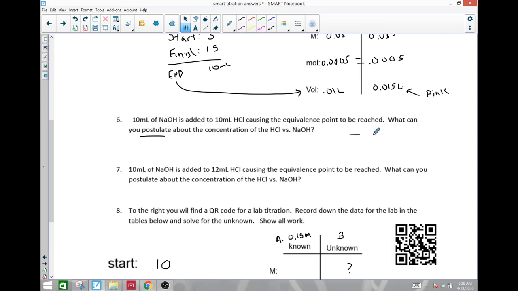Well, you could fill out a known unknown table. And of course, you have a volume at the bottom. And if they're both 10 milliliters at the bottom, and the moles are the same, then the molarities would also have to be the same. Now, I don't know what that is, but they are the same. And therefore, these two are equal. And you should have been aware of that.